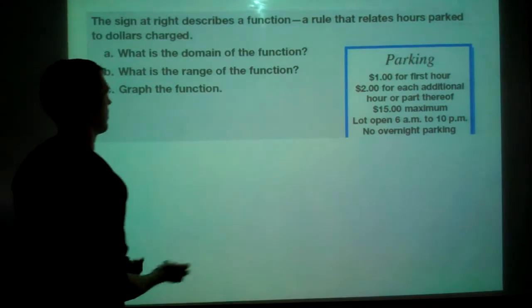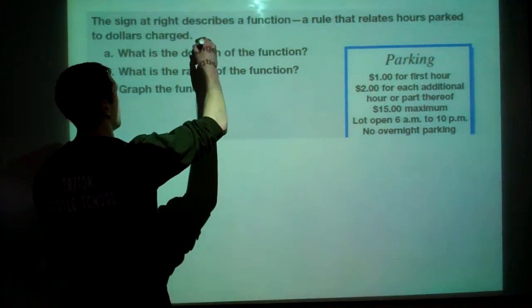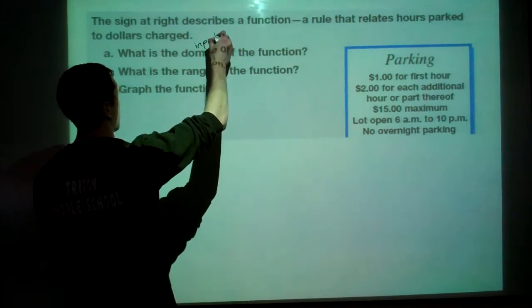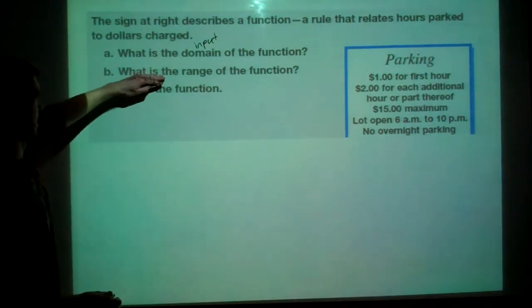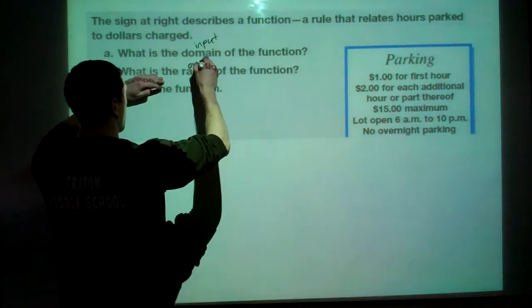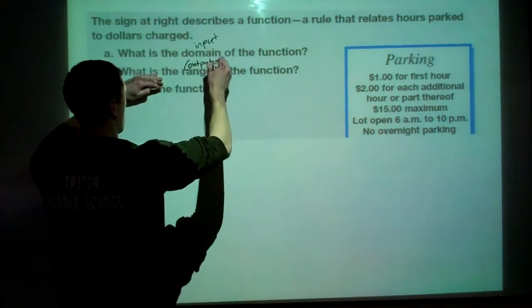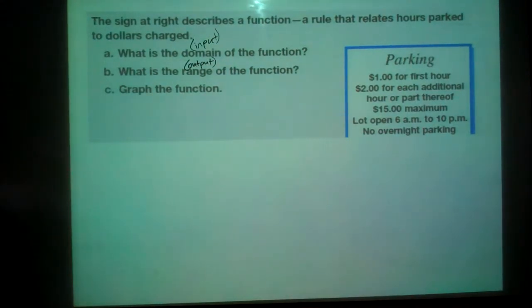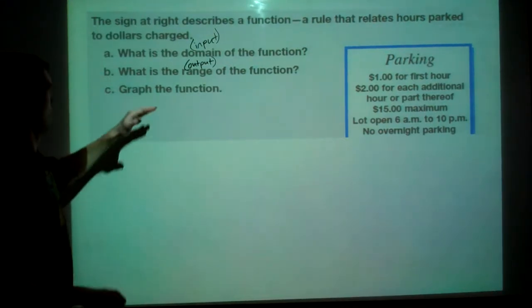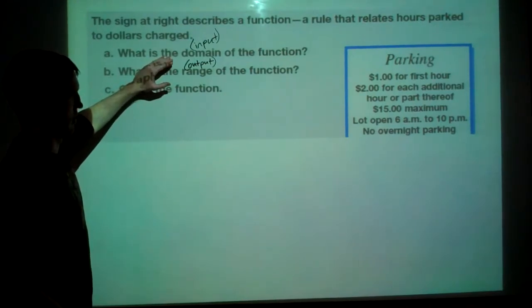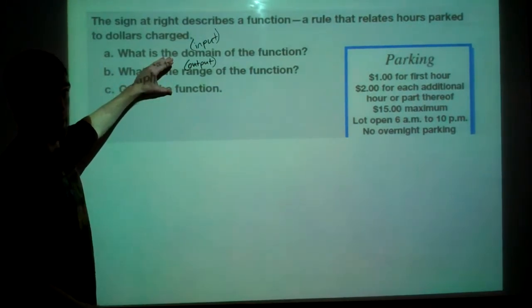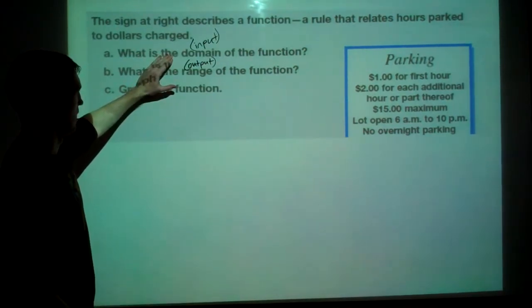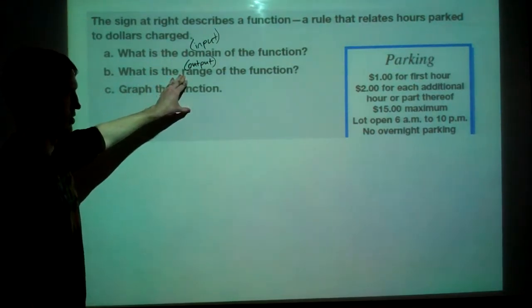So what is the domain of this function? Well, the domain is the input. Okay? And part B is going to ask for the range, and that's the output. Okay? So what is the input? Well, you have to go there and park first, so the domain should be the hours. Okay? So depending on how many hours you park, that's going to determine what price you pay. Okay?